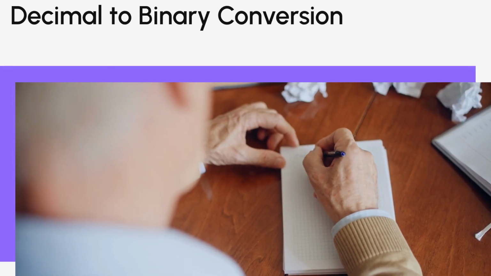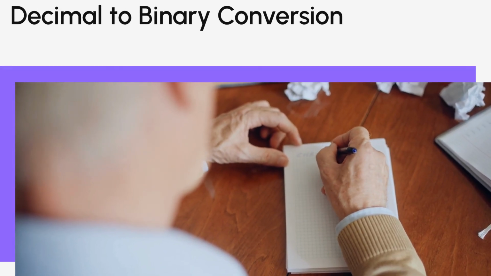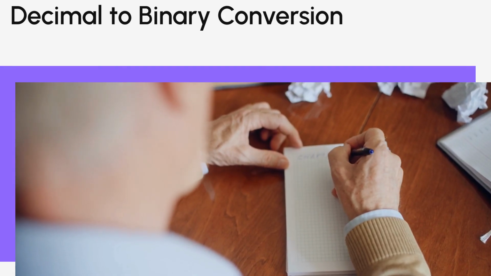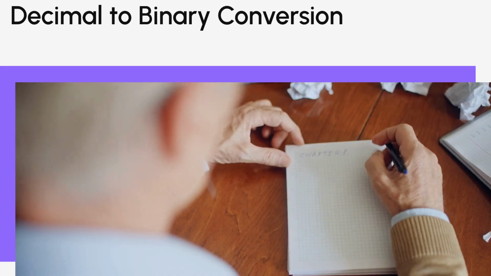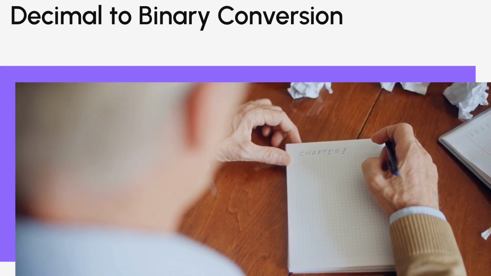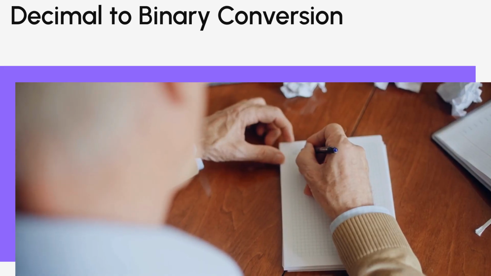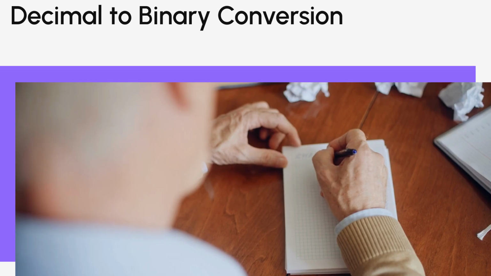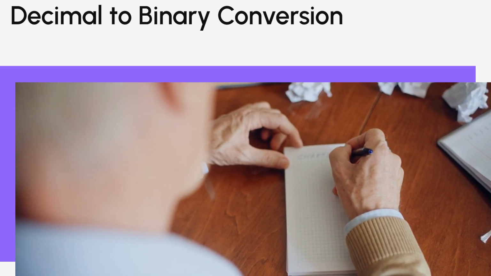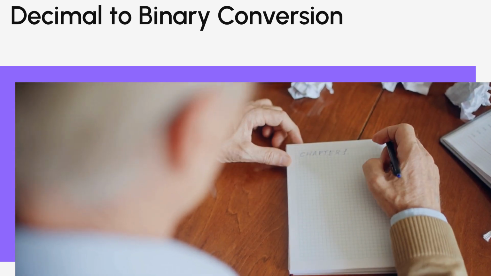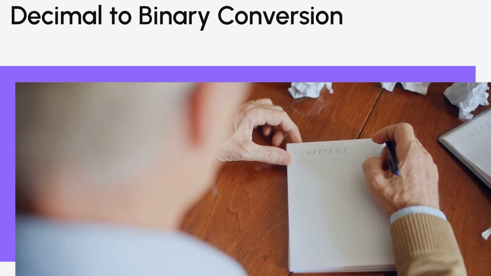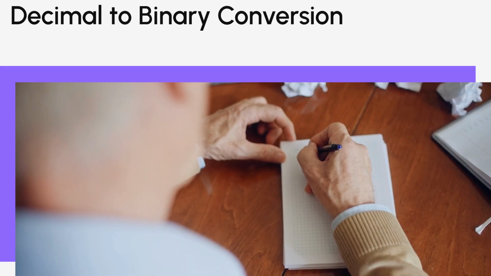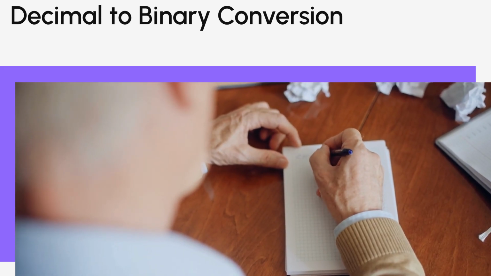To convert decimal to binary, use repeated division by 2 and record the remainders. Divide the decimal number by 2, record the remainder, and continue dividing the quotient by 2 until it becomes 0. Read the remainders from bottom to top to get the binary equivalent. For example, converting 18 to binary results in 10010. This method helps in understanding how numbers are structured in binary form.